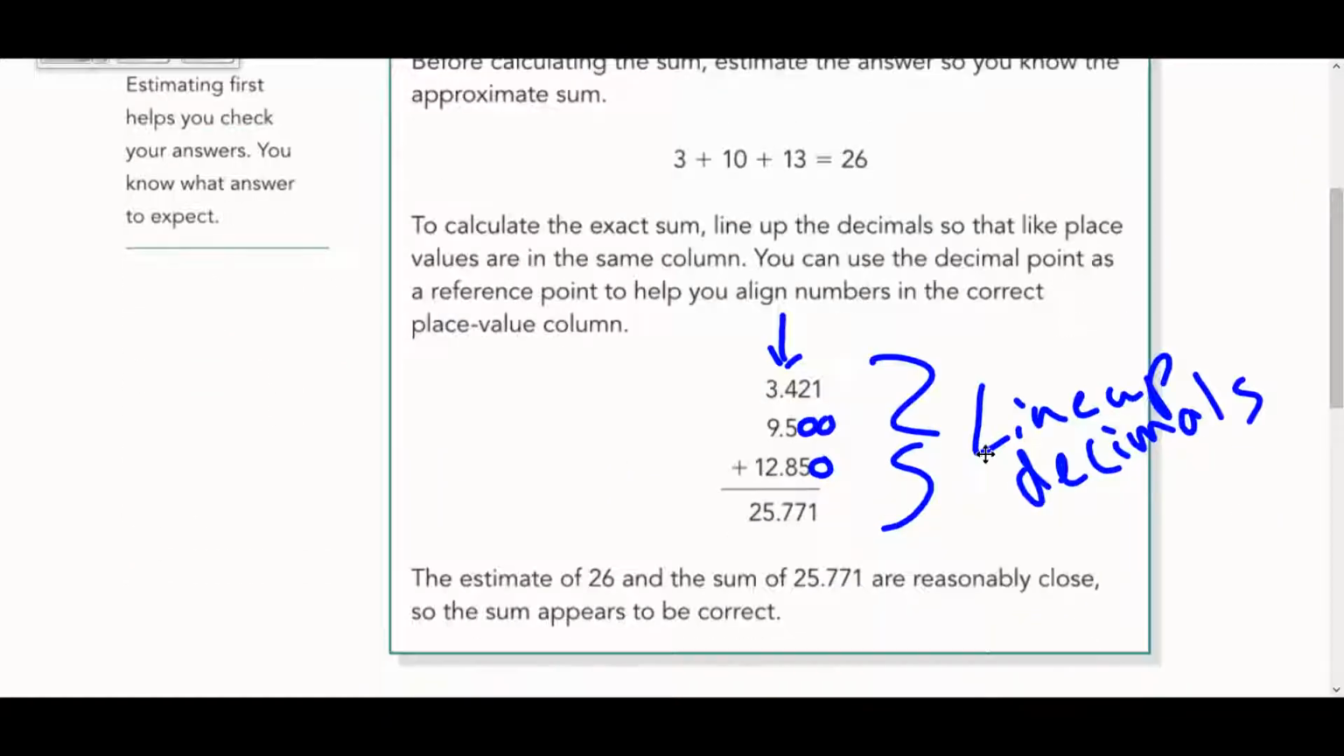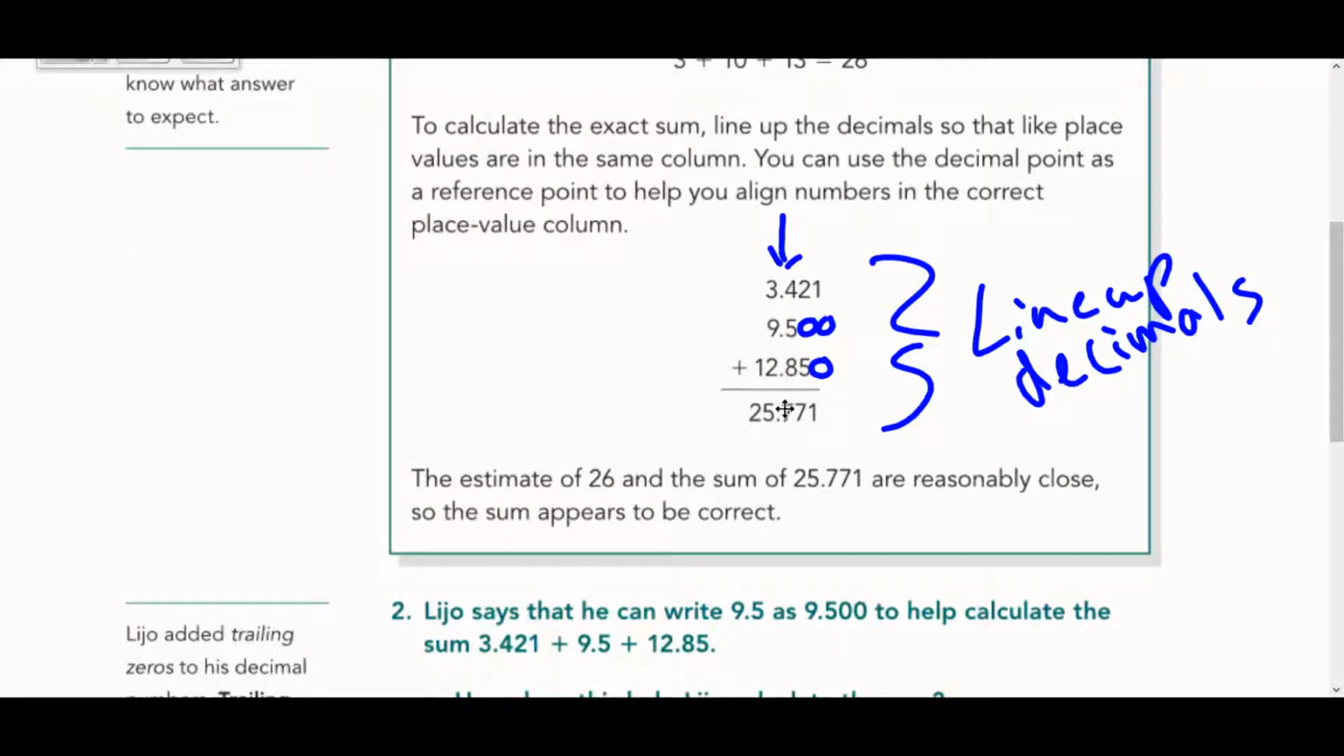A really important thing is to line up the decimals. Make sure you're adding things with like place values. So you're adding all your tenths, all of your hundredths, all of your thousandths, not necessarily in that order, but you get the idea, and all your ones and your tens and so on. Because if not, you're not going to get the right answer. And then you bring your decimal straight down.